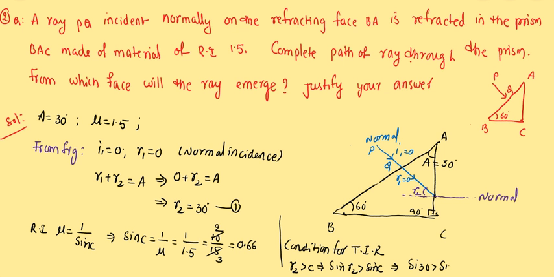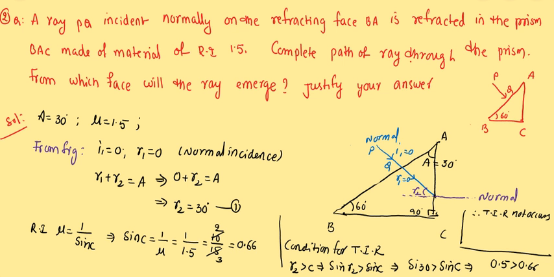What is the sin C value? You know already the sin C value. Here sin 30 is 1 by 2, that is 0.5, and it is to be greater than sin C. The sin C value we got previously is 0.66. This condition is not obeyed, right? Therefore, in this case total internal reflection does not occur.